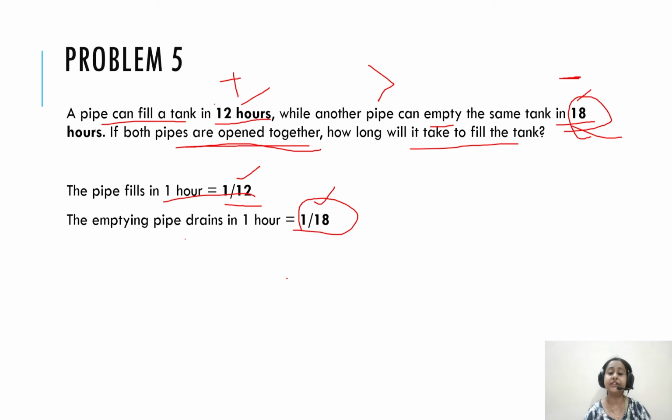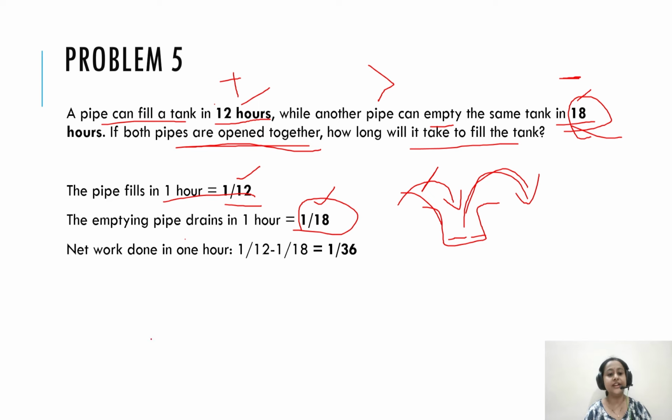water will be deposited in the tank. Because suppose this is the tank, one pipe is filling it and another pipe is emptying it, right? Since this pipe has a greater strength, water will definitely be filled. But in how many hours? Right? So we subtract, because this is minus and this is plus. So net work done in 1 hour will be 1 by 12 minus 1 by 18.